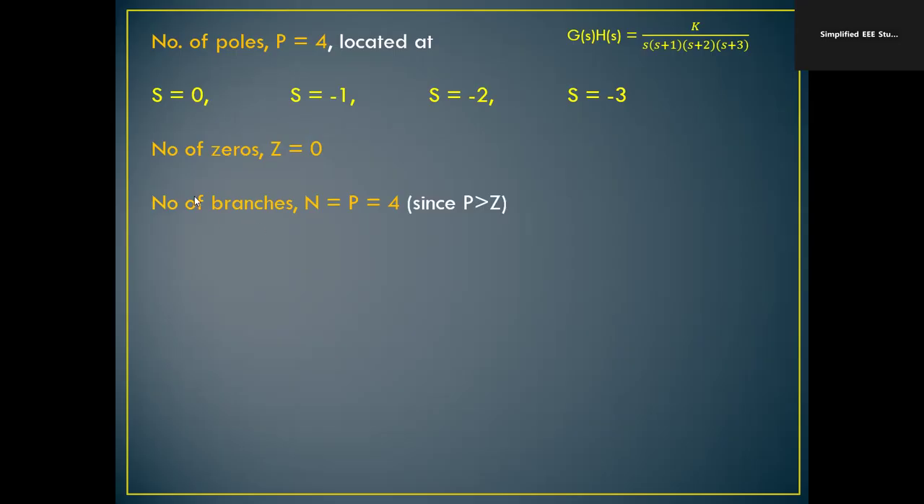Therefore, how to calculate the branches? The number of branches is given by the formula: number of poles minus number of zeros. We have 4 poles and 0 zeros, so that is equal to 4. Remember, we have 4 branches available. Make a note: P minus Z is equal to 4, so the number of branches will be equal to 4.